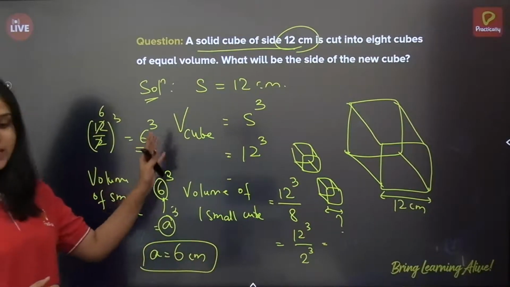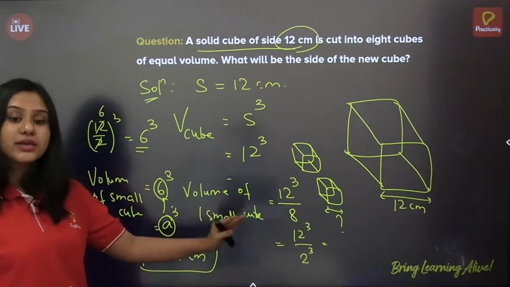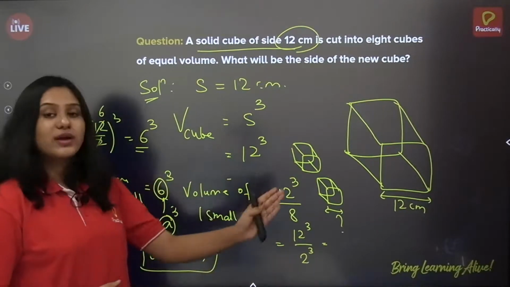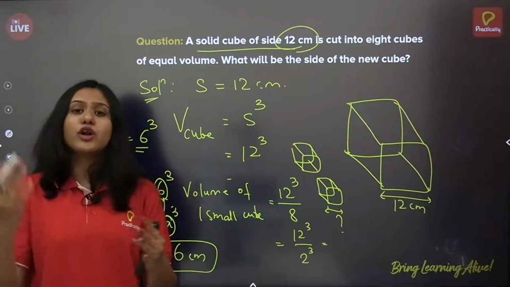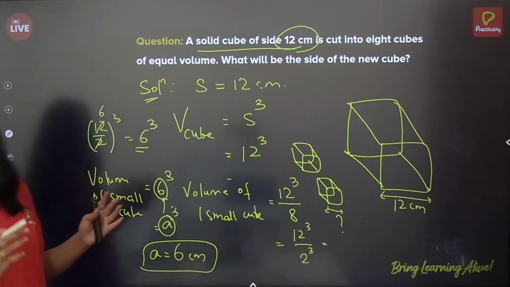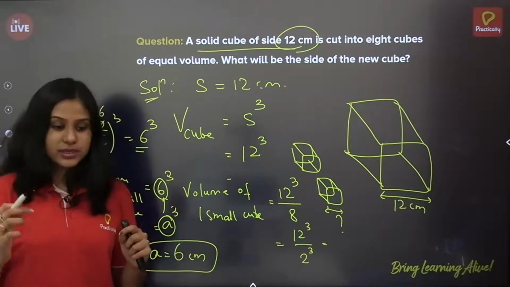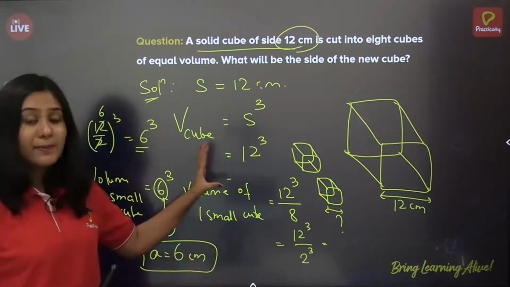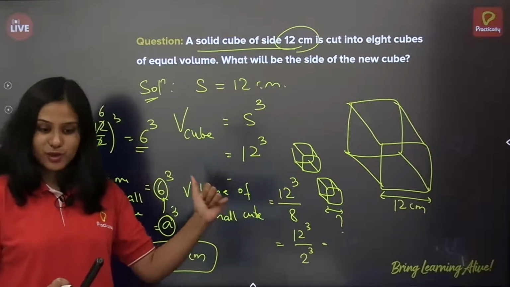So, why have I decided this shortcut is easier to solve? When you do 12 cube, you should do 12 into 12, 144, 144 into 12 again, then divide by 8, then take this. It's a very lengthy process, correct? So, whenever you're solving math, do it the smart way, okay?